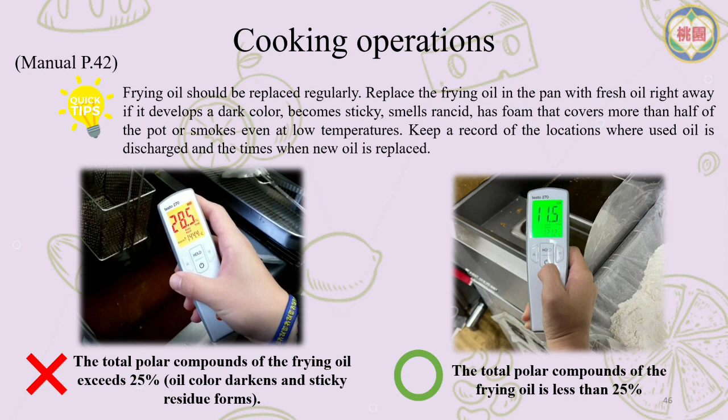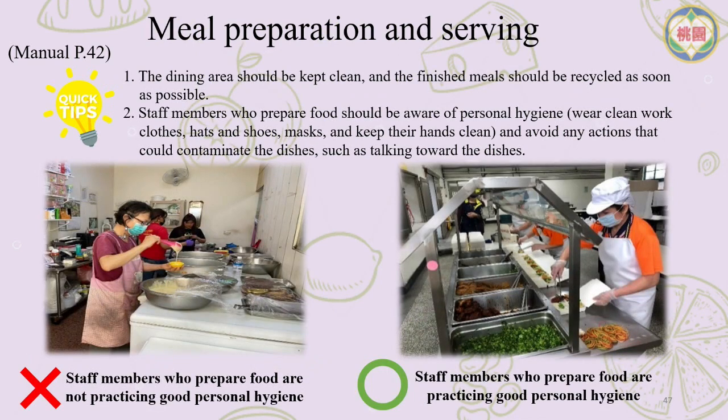If the total polar compound of the frying oil exceeds 25% and the color of the oil becomes darker and causes sticky stains, replace it with new oil immediately so that the total polar substances in the frying oil are less than 25%. During meal preparation and serving, the dining area should be kept clean, and the finished meal should be recycled as soon as possible.